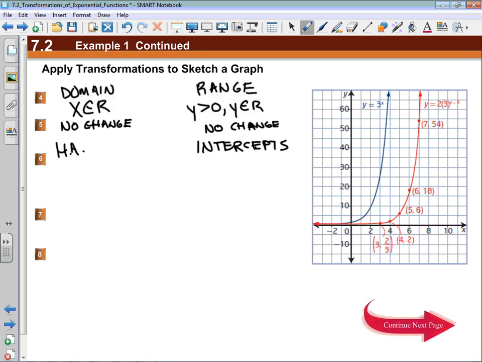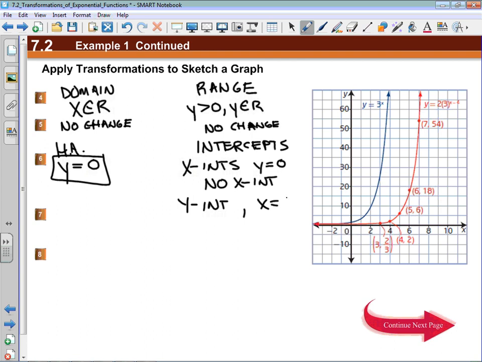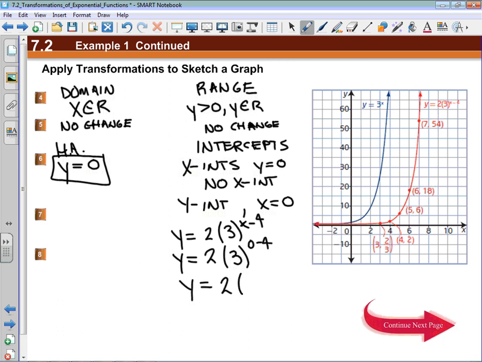The horizontal asymptote is still at y equals 0, and now our intercepts. We're going to talk about x-intercepts. Remember that x-intercepts are when y is equal to 0, but y can't be 0. So there's no x-intercept. For the y-intercept, we know that x is equal to 0, and I really do want you to understand that this can always be done by putting x equals 0 into our equation. So I get that y is equal to 2 times 3 to the power of 0 minus 4. That means that y is equal to 2 times 3 to the power of negative 4, and that's a pretty ugly number, but it means that y is equal to 2 over 3 to the power of 4, or y is equal to 2 over 81.